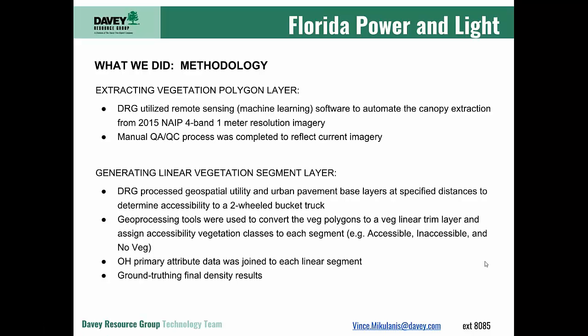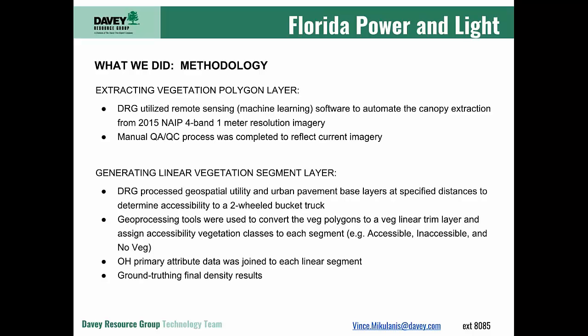So what we did was we extracted vegetation polygon layers. We used remote sensing and machine learning software to automate the canopy extraction from NAIP aerial imagery. That NAIP imagery is readily available on the internet. Its regular flights are conducted.